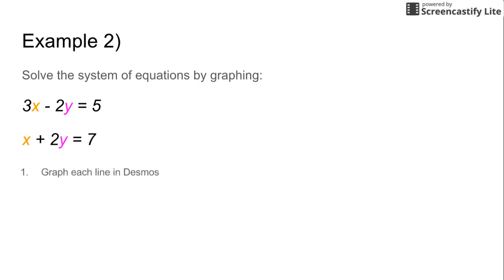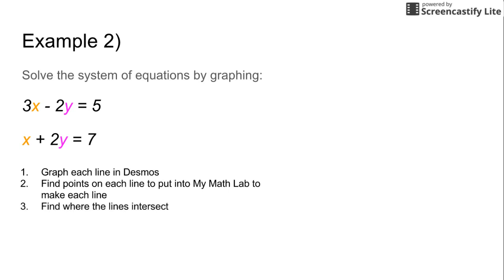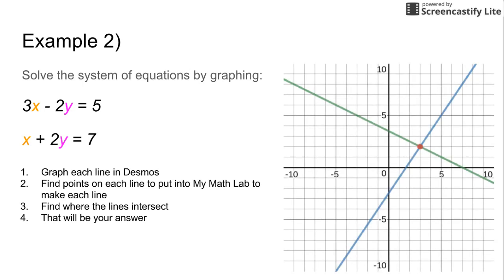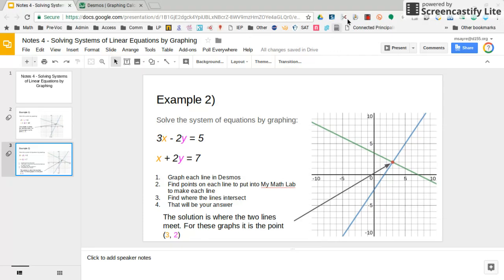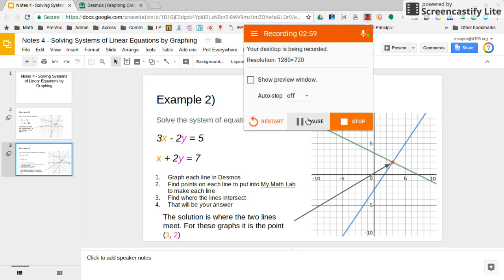Okay. So we've graphed them in Desmos. We found the points in each line to put on MyMathLab. I'll show you how to do that with an example later. We find where the lines intersect, and that's our answer. So these 2 lines intersect right here at (3, 2). That is our solution. Now we're going to go into MyMathLab, and I'm going to show you how to answer one of their questions in that process.